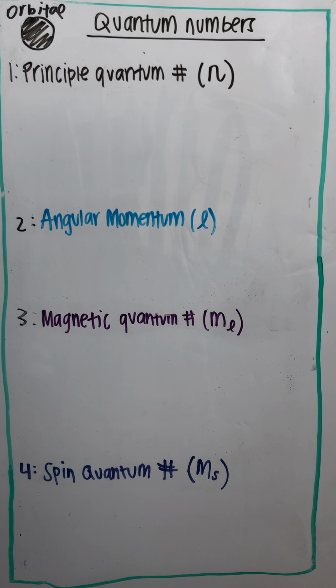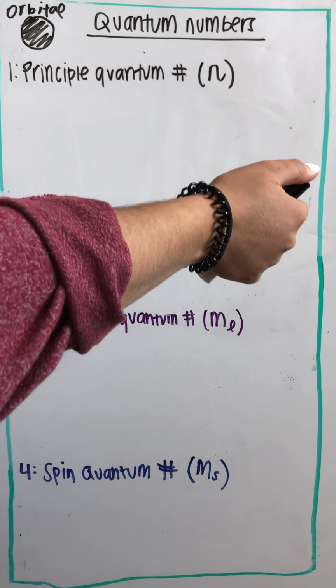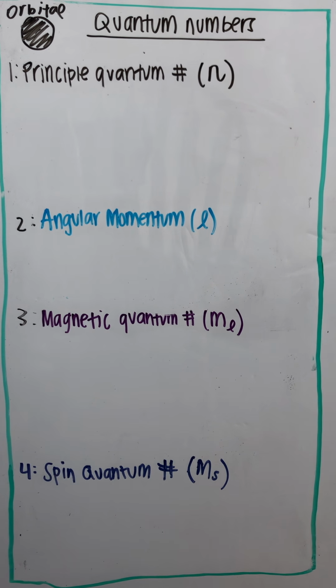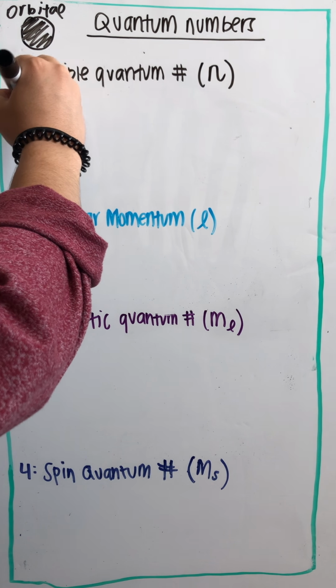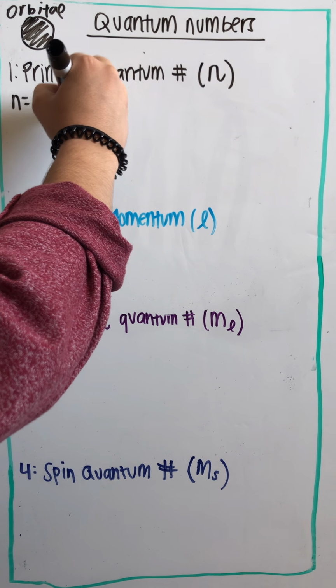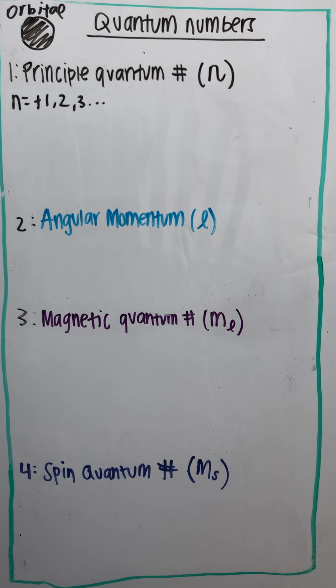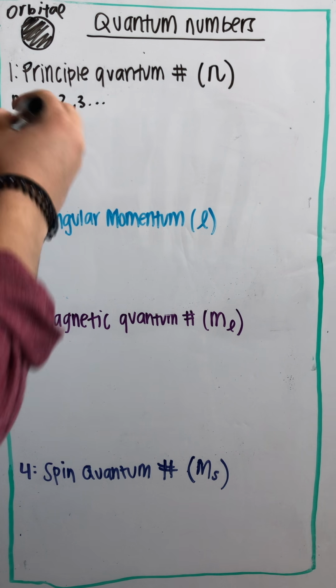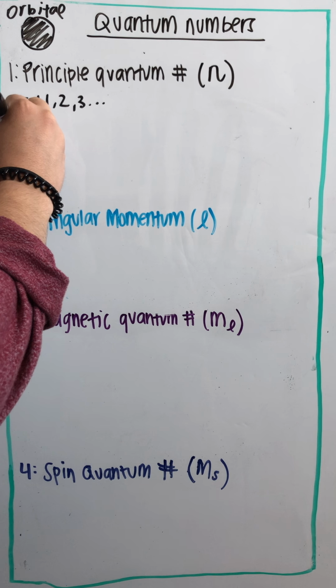So let's get started on our quantum numbers. The first quantum number is called the principal quantum number, and it is symbolized by the letter n. n can be any positive integer starting with 1. So it can be 1, 2, 3, and so on. And n indicates the main energy level that the electron is occupying.